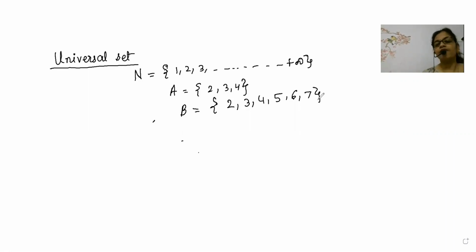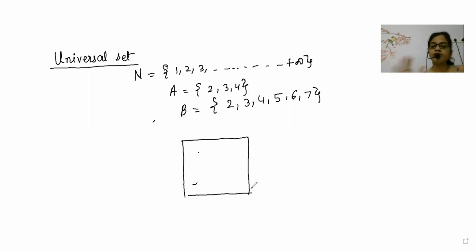Okay. Now, to understand the universal set, imagine a box. Inside the box, all the elements are there. I repeat, a box is there, and inside the box, all the elements are there. What type of elements? Whatever elements are present inside, it will be called the universal set. Universal set means the set of all elements present in a Venn diagram; whatever elements are there will be inside the universal set.